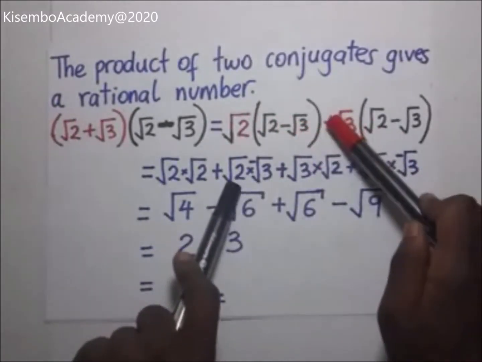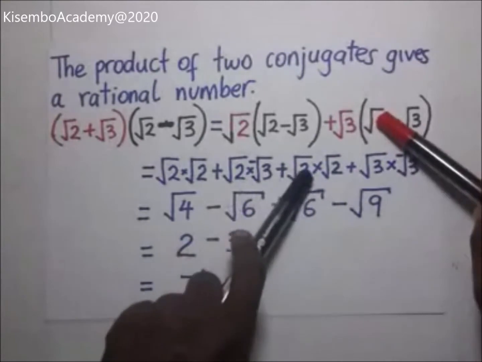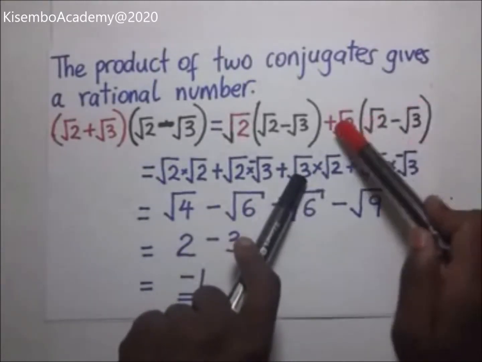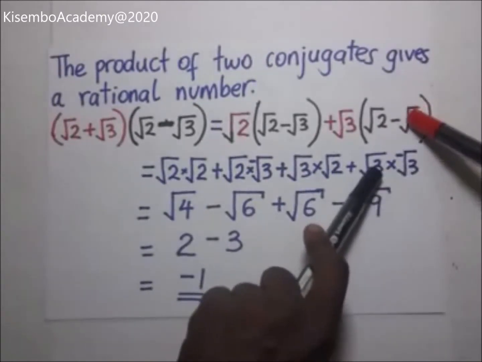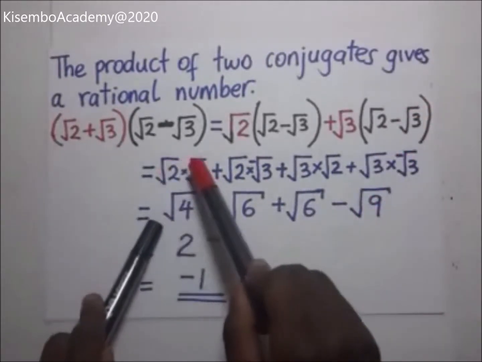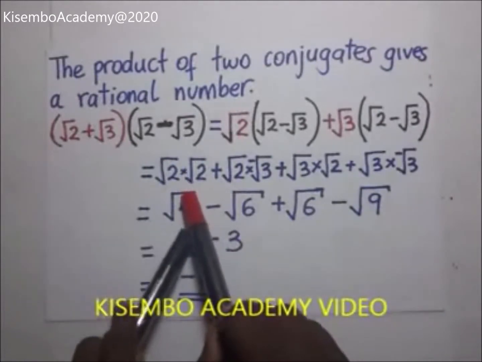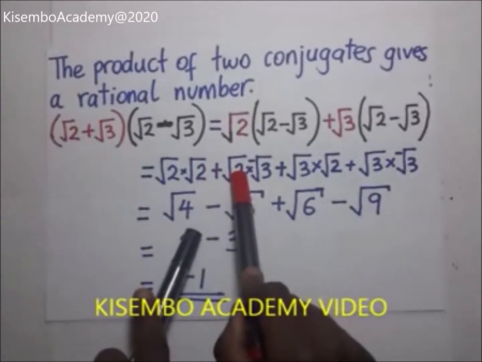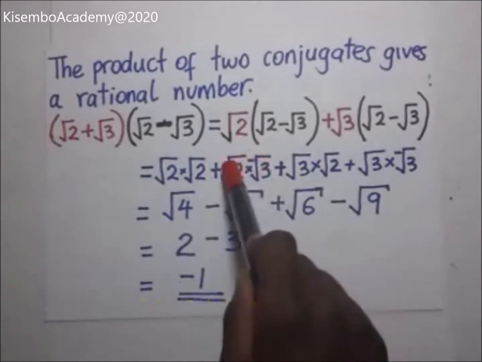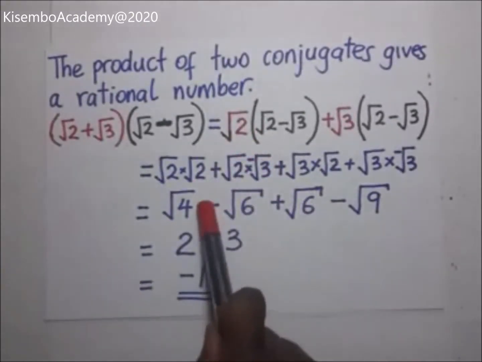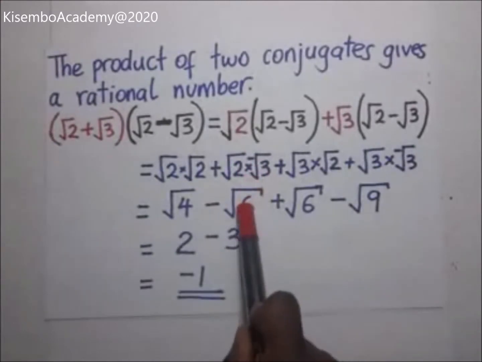Then we have plus root of 3 times root of 2, which is that. Then we have times root of 3 times negative root of 3, which is that. Then the rest is arithmetic. Root of 2 times 2 is root of 4. Then positive root of 2 times negative root of 3: positive and negative gives us a negative, so it's going to be negative root of 6.